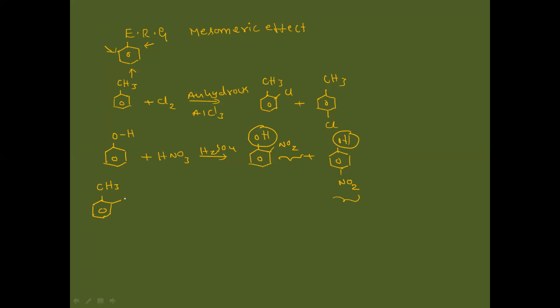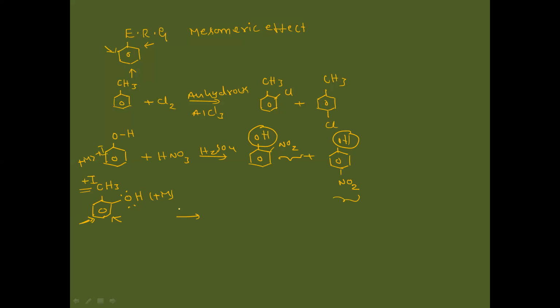CH3, which will show plus I, and OH, which will show plus M. Now I have both activating groups. In this situation, the position of the next incoming group is decided by the group which is stronger. If you compare, plus M dominates over plus I. So the next incoming group will orient ortho to OH or para to OH, because it is the stronger one. Whenever you have two electron donating groups, this is what happens.